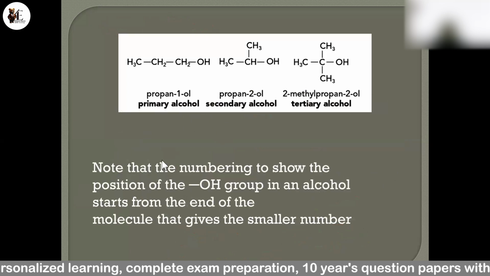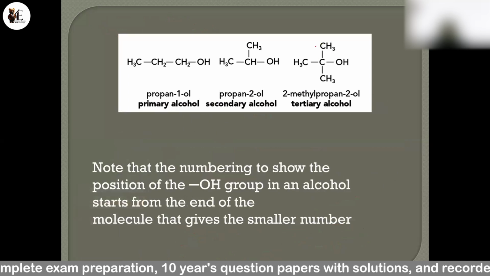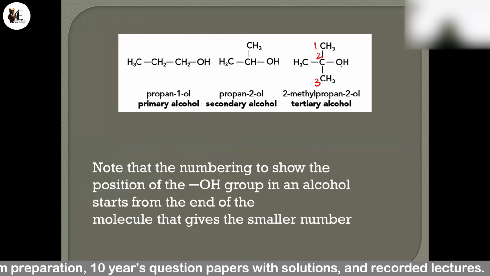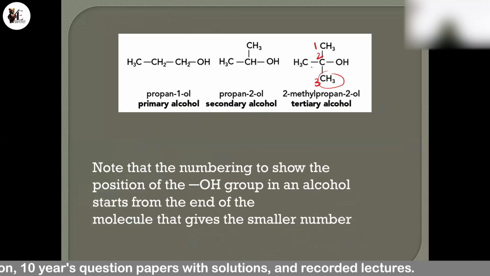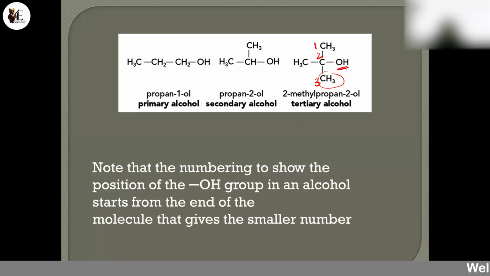So here you can see propan-1-ol, and 2-methylpropan-2-ol. I hope you know the IUPAC naming, 1, 2, 3. So it is 2-methylpropan-2-ol. At the second position you have methyl, and at the second position you have the alcohol group. Note that the numbering to show the position of the OH group in an alcohol starts from the end of the molecule that gives the smaller number.